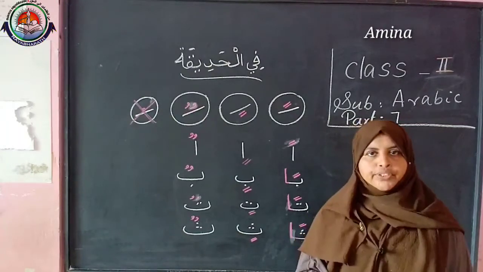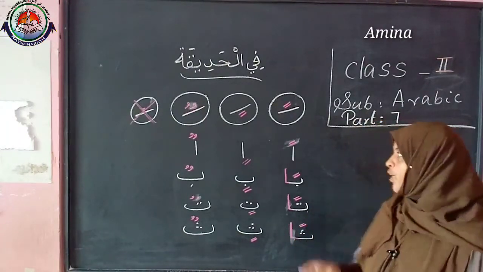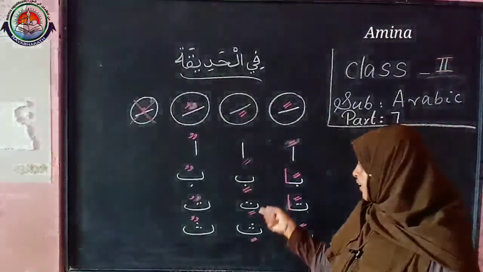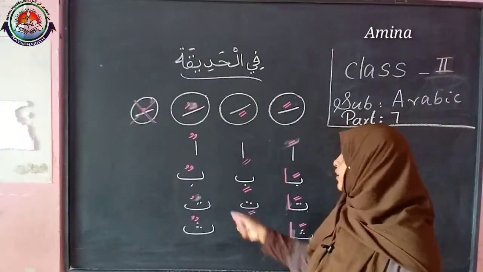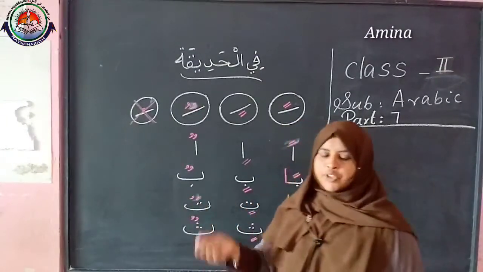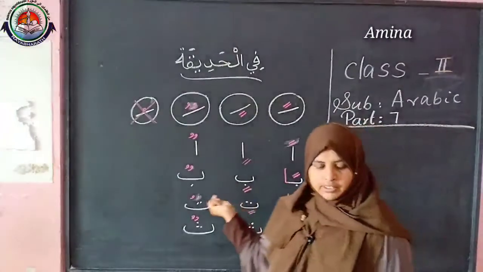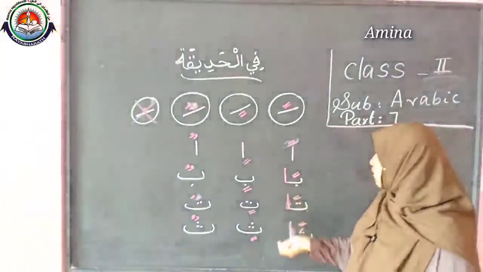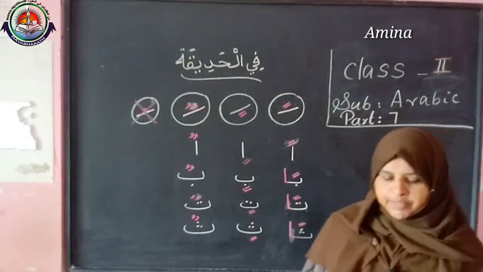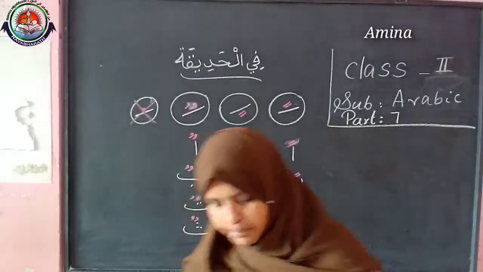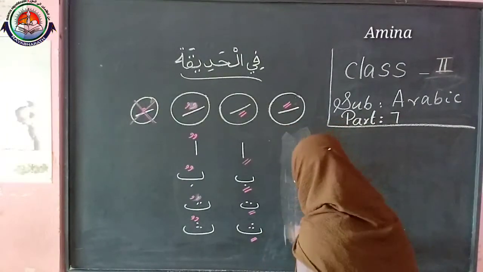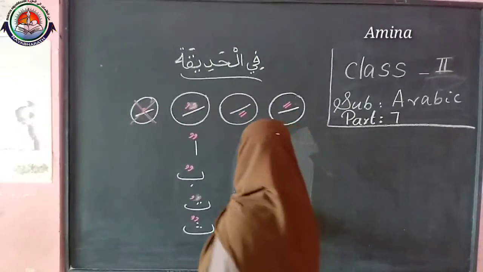Un, bun, tun, sun, or an, ben, ten, sen, in, bin, tin, sin. Like that we will get. You have to put all of this, these symbols, for all Arabic alphabets. After that, we have to read some words also with this sign. Okay, some words also we have to write with this sign.